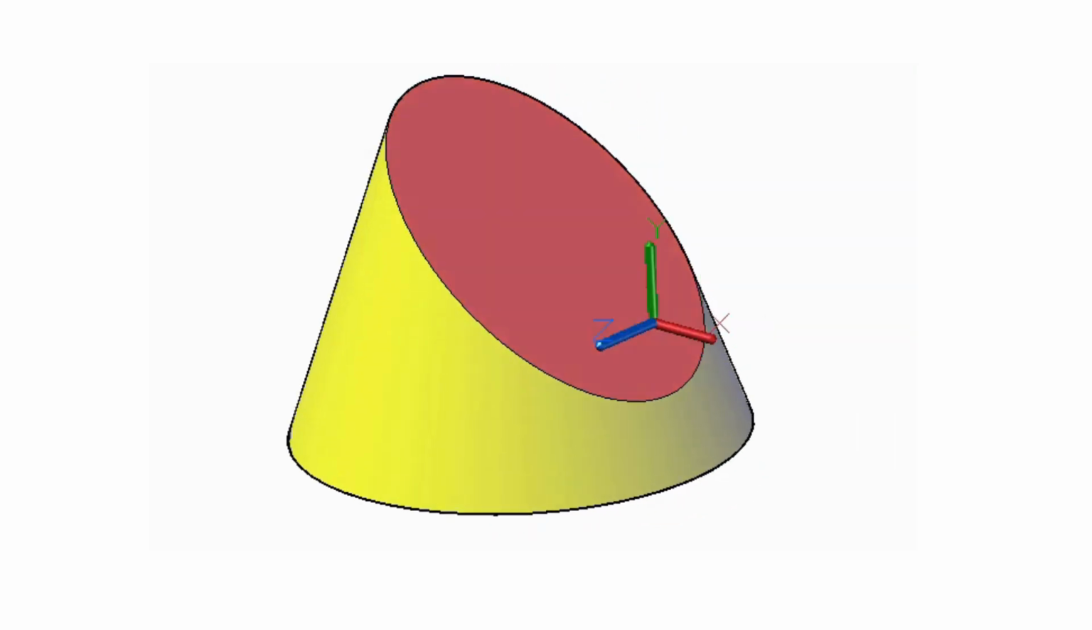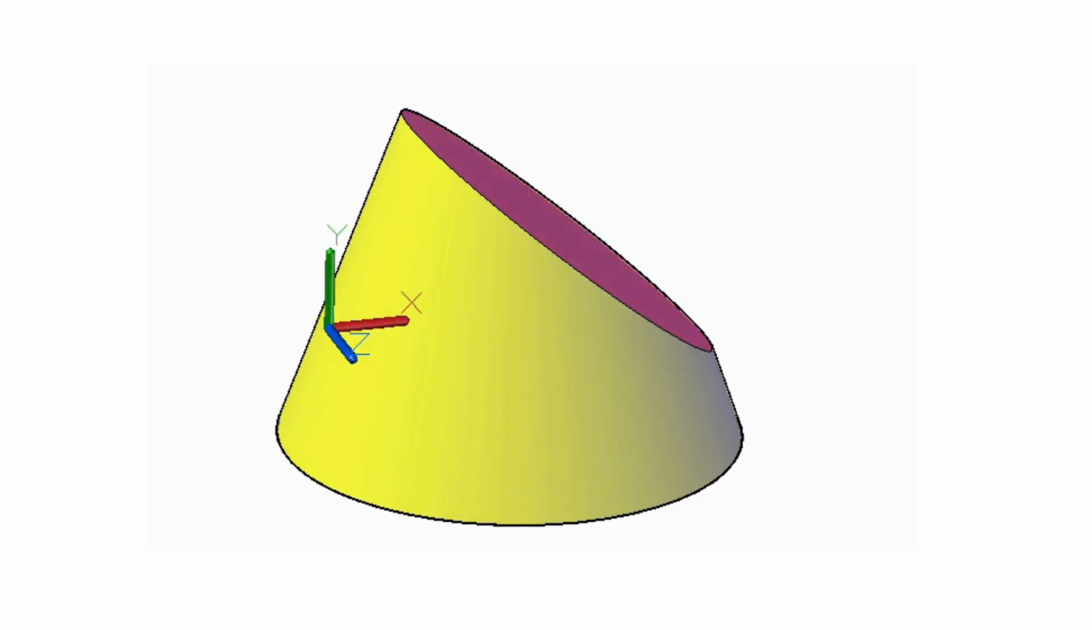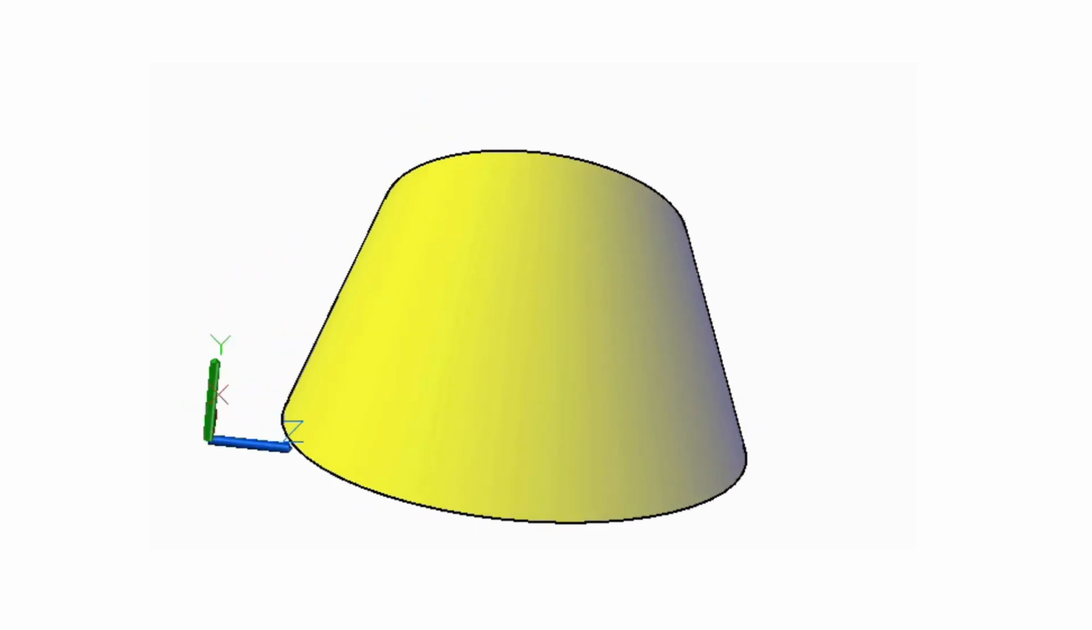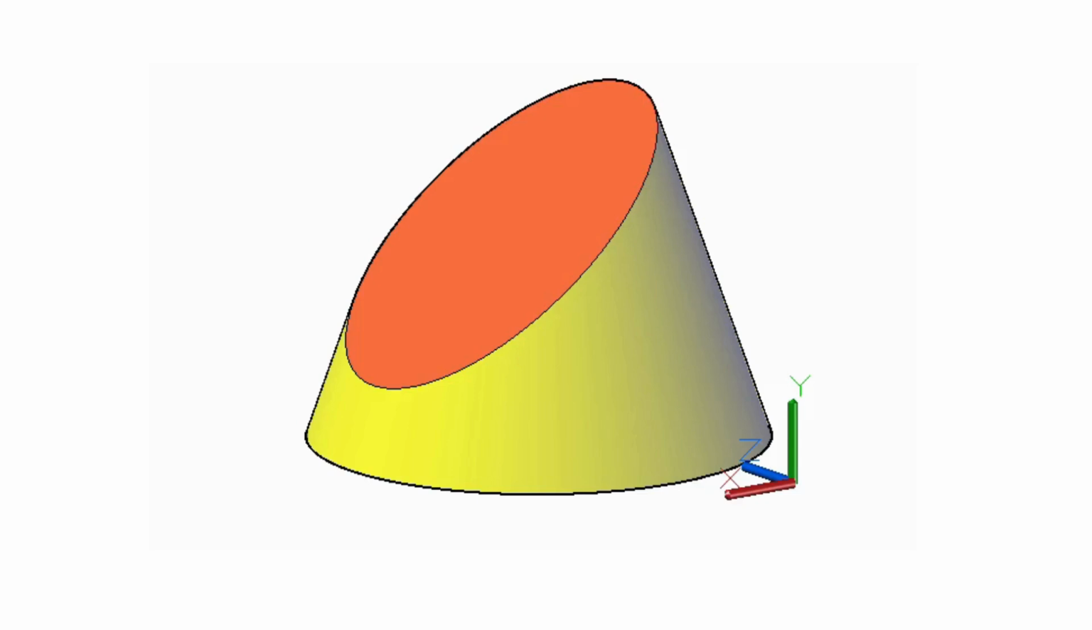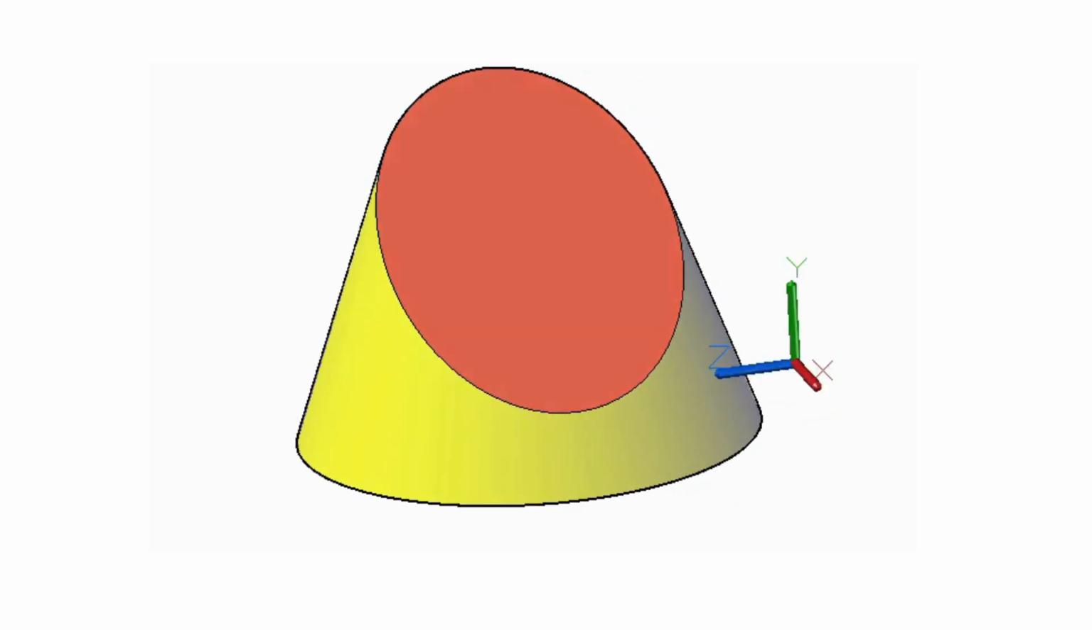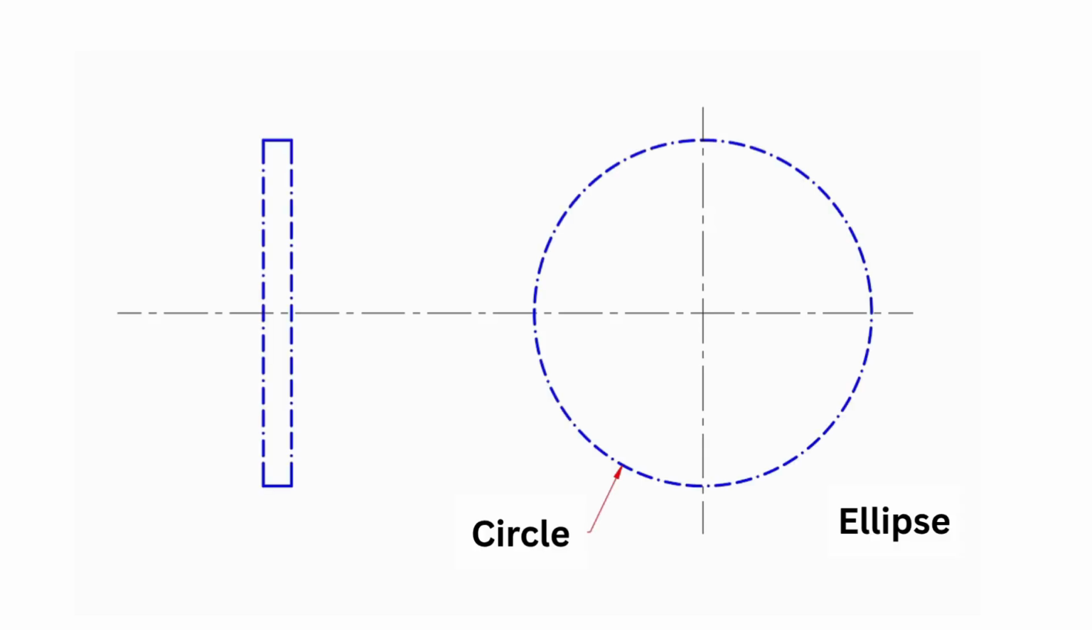As the inclination of the cutting plane increases, the relationship between the major axis and the minor axis of the ellipse changes. For this reason, the ellipse is an important sectional shape for representing rotational objects such as cylinders and cones correctly in technical drawing. An ellipse can also be understood through the projection of a circle.